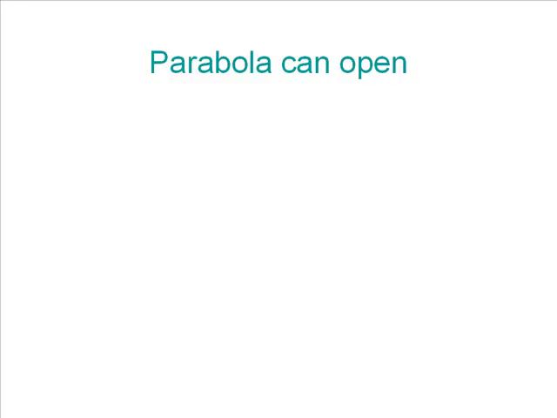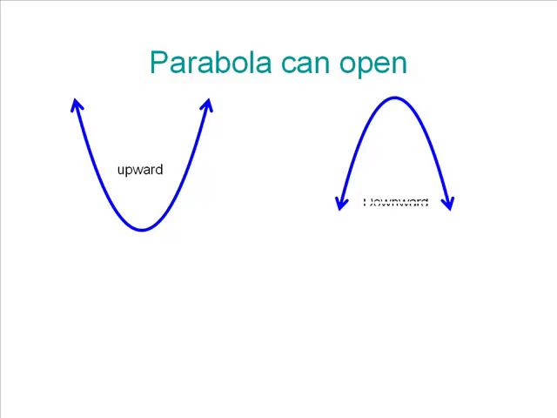Now, a parabola can open one of four ways. It can open upward, or it can open downward. Now, if it opens upward or downward, it is considered to be a vertical parabola. So a vertical parabola will either open upward or downward.